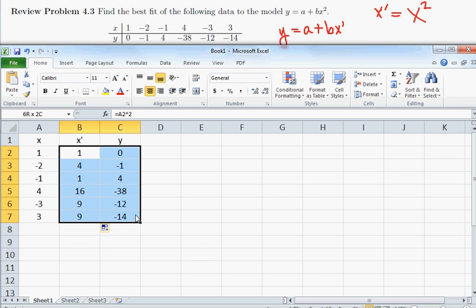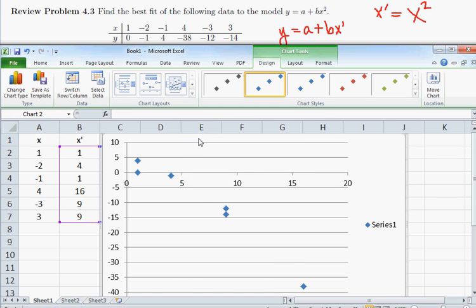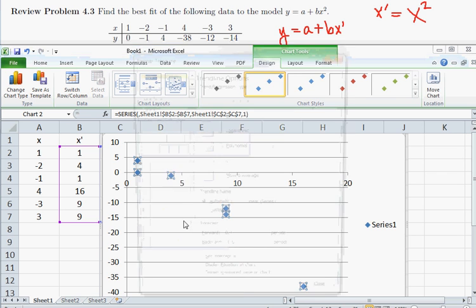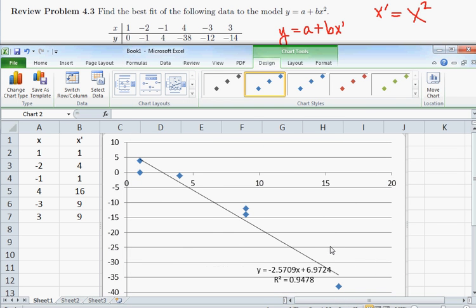So then if I draw this new scatter plot, I have this data, and then when I add the trend line this time, linear, let's put the equation on the chart and show the value of r squared also. Here I have the linear fit to this line. So we see that we have y equals -2.5709x plus 6.9724. So those are the numbers that I will use in my model fit up here.